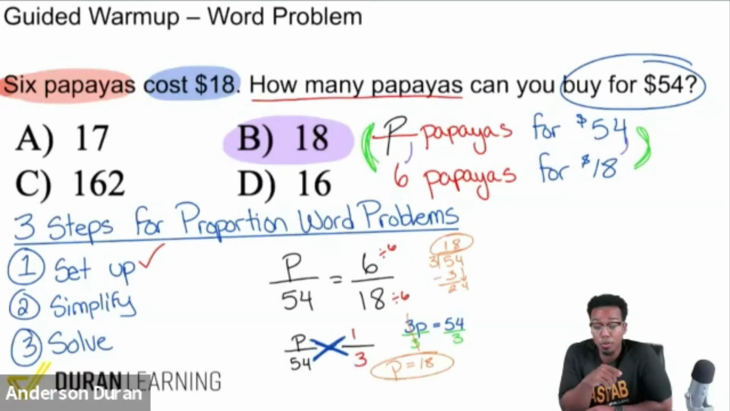If you do P/6, 54/18, you'll still get the same answer. You should still get 18. So maybe the math might have gone wrong a little bit. That's fine. You can send me your work and I'll check it. Mikhail?